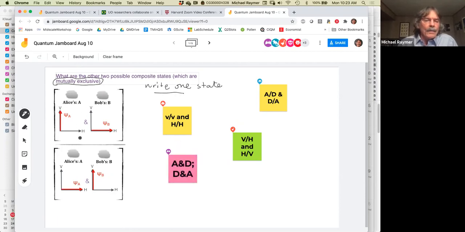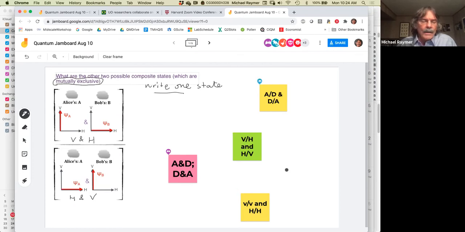Okay, this state is, I'm going to call this V and H. This state is H and V. Give me one more state that is mutually exclusive to both of these states. And you can't use a slash, because a slash, like V slash H, that specifies a measurement scheme. You have to use ampersand, or in this case, write and. So this is H and V.